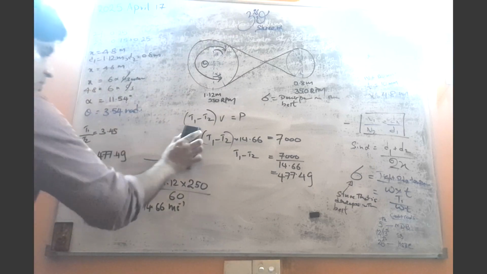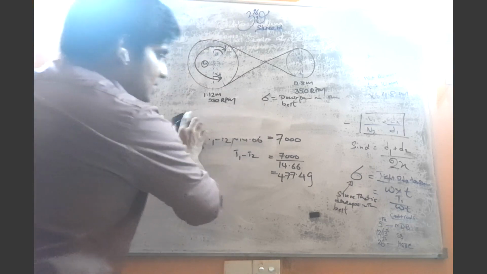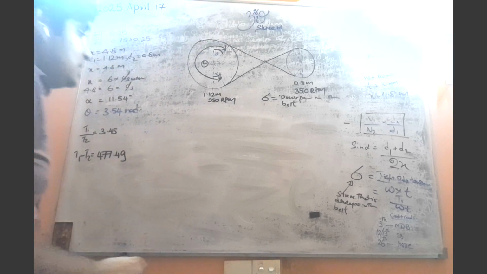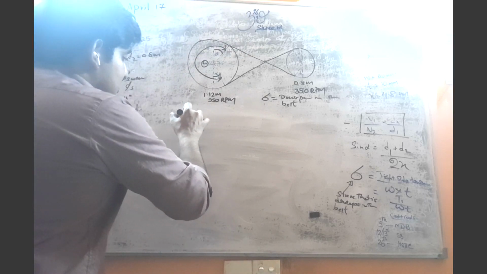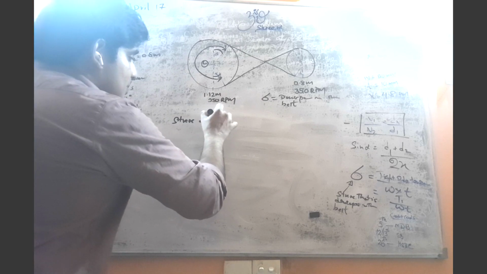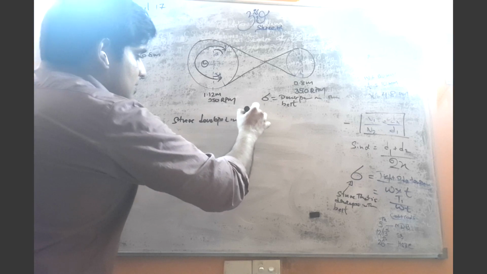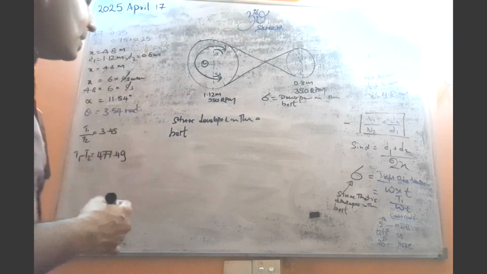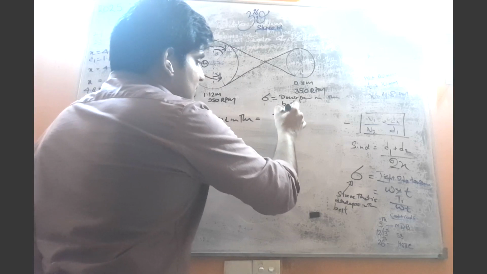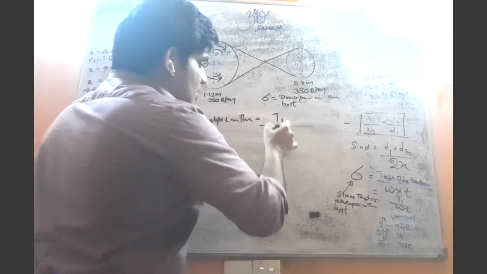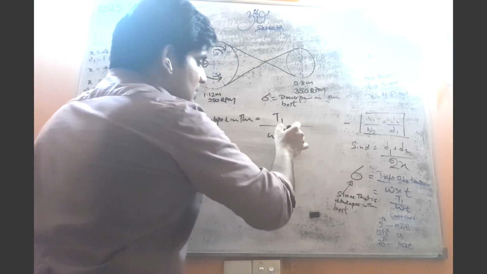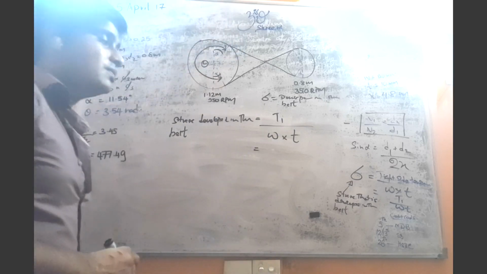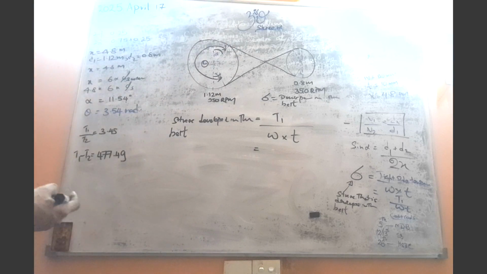Now we already know a couple of relationships. The next target is to find the tension at the tight side, because the question is that we need to find the stress developed in the belt. The equation for that is the tension at the tight side divided by the width of the belt multiplied by the thickness of the belt. So we need to find the value of T1.